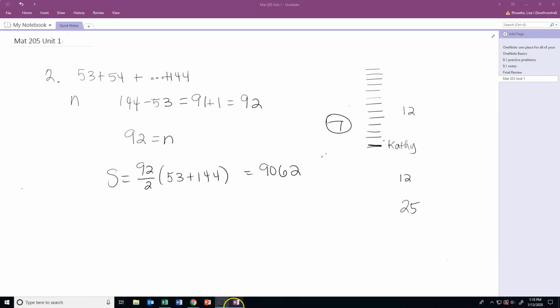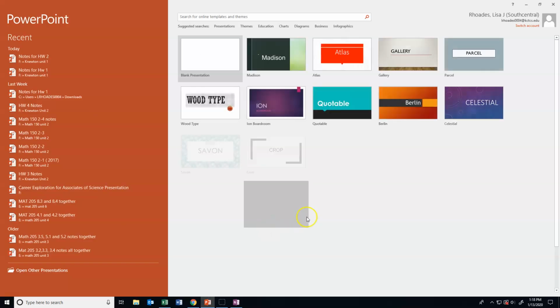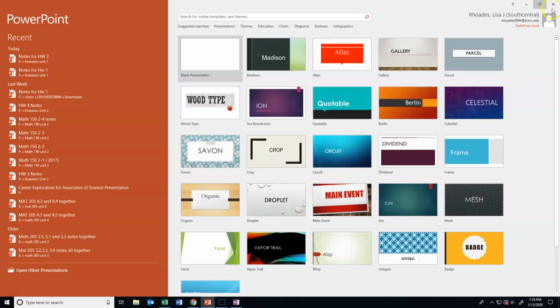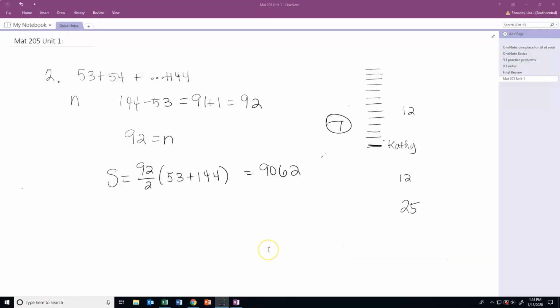Now on to number 8, I think it's pretty straightforward there. You just set up a number line, fill in the distances as you're given them to you, and then go from there. Now I did have a question about number 9.